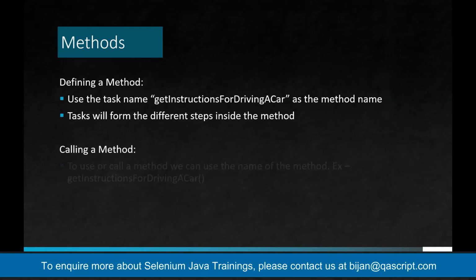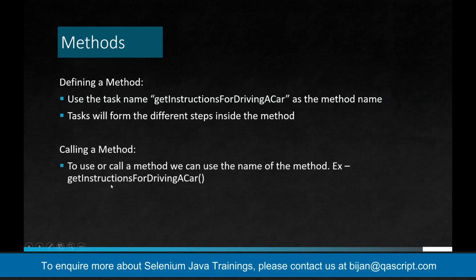And how do you call a method? You just have to write the name of the method followed by parentheses, the brackets. This is the way you call a method in Java once it is defined.